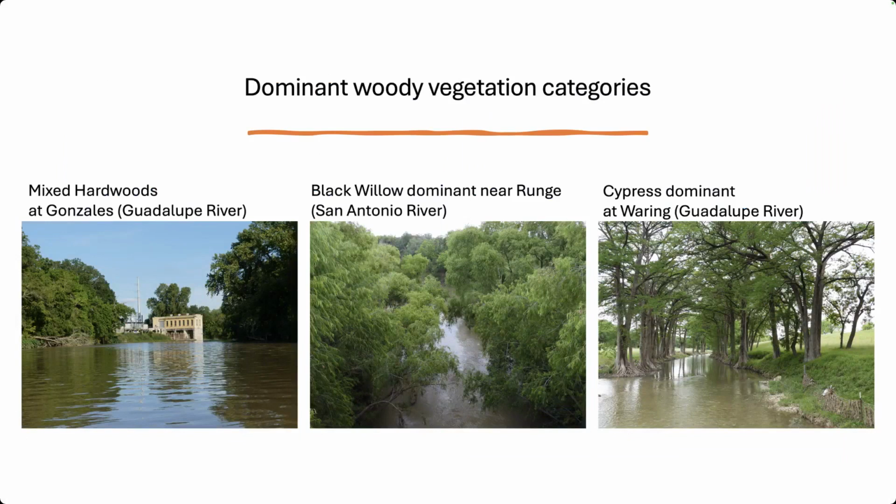To give you an idea of, for example, dominant woody vegetation, these are images of the 3 categories. On the left, you have the mixed hardwoods on the Guadalupe River near Gonzales. Typically, transects that were mixed hardwood were dominated mostly by pecan or sycamore or green ash or box elder. And then we looked also at whether the sites were dominated by willow, as you can see in the middle on the San Antonio River, and cypress dominant, as you can see on the right.